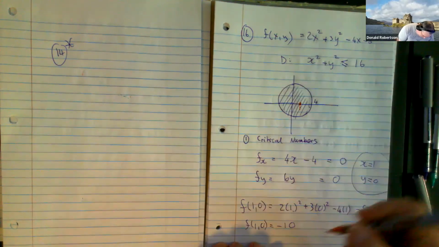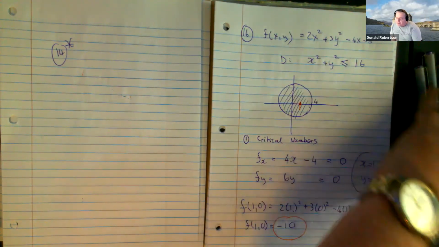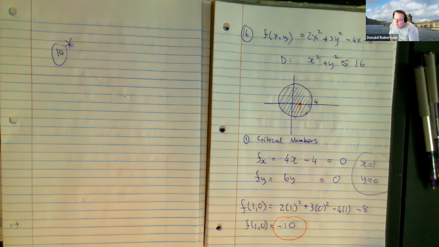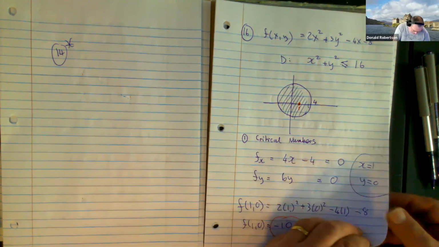I make that answer -10. So -10 is a candidate for the absolute max or absolute min, right? It's more likely an absolute min. Would you agree, if it's probably going to work, it's going to be one of the smaller choices? So far, so good. Now, the second part.